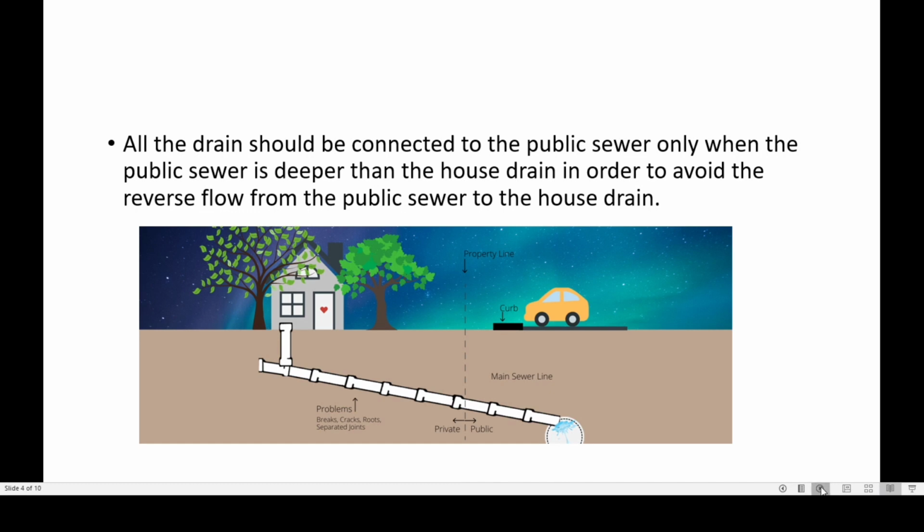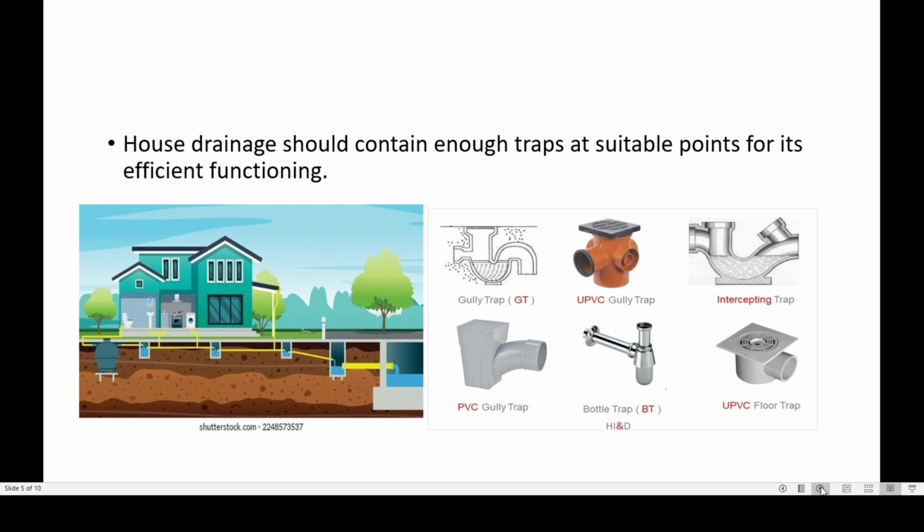Next, we have: house drain should contain enough traps at suitable points for its efficient function. So these are the types of traps which we have here. I think this was also answering the other question in the previous video. But when you look at this illustration, the house drain should contain enough traps at the suitable points for its efficient functioning.